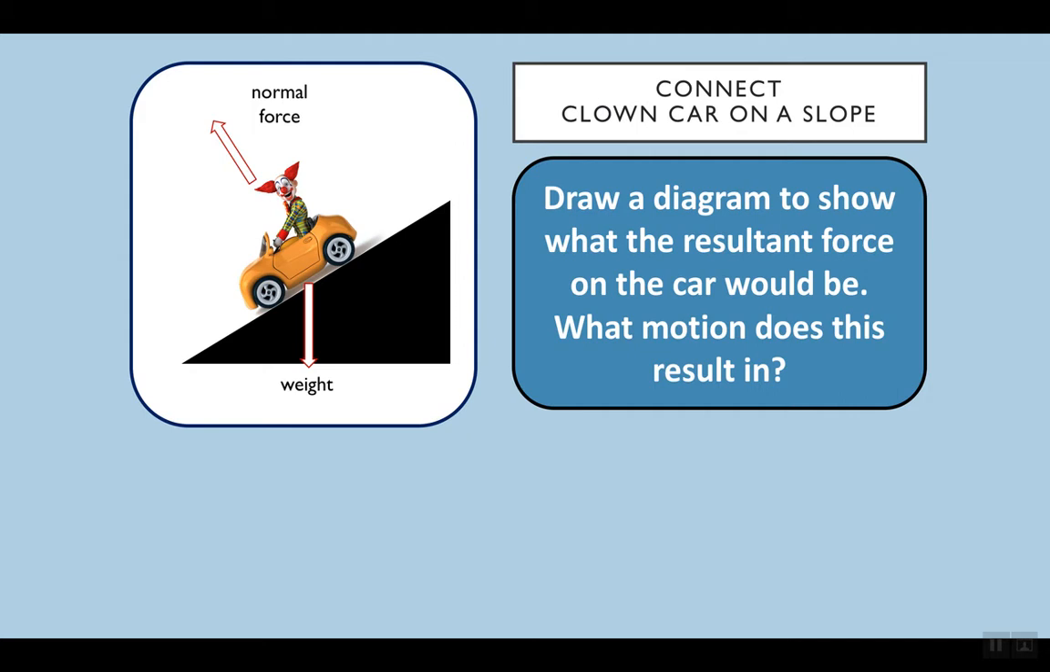Right, so let's have a look at this example of a clown on a slope. What I'd like us to do to start off with, you could maybe do this: you could draw a diagram to show what the resultant force of the car would be. What motion does this result in? So I'll maybe pause the video, see if you can draw those forces, and then what do you think will be happening to the car?